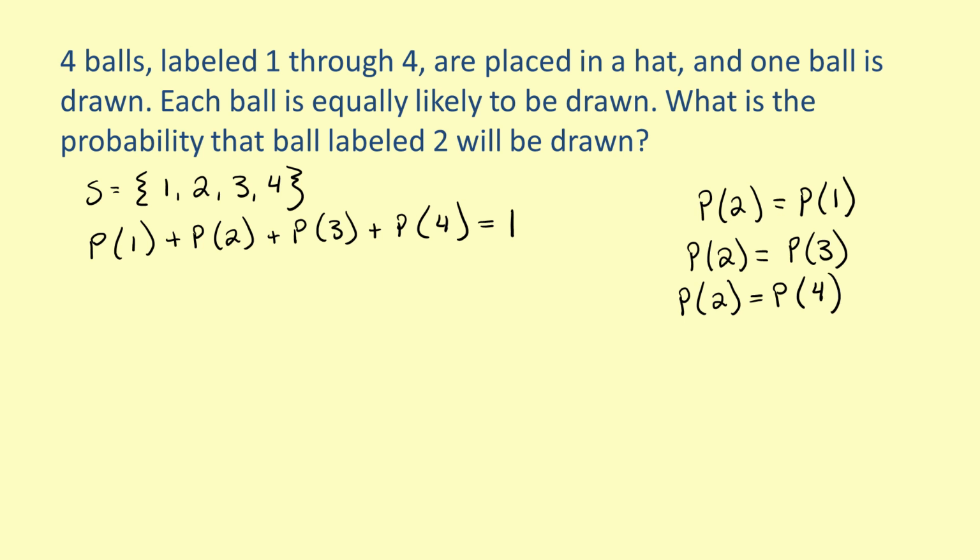With this knowledge, we can rewrite our sum of probabilities equation as 4 times the probability of 2 equals 1. By dividing both sides of the equation by 4, we get our solution. The probability of 2 is equal to 1 over 4. Remember that 4 is our number of possible outcomes. So, we see here that when outcomes are equally likely, the probability of an outcome is equal to 1 over the total number of possible outcomes.